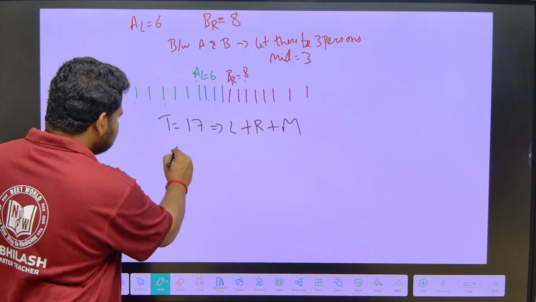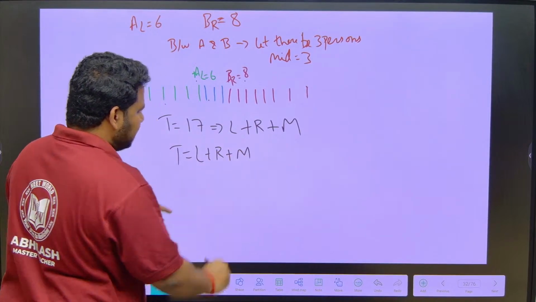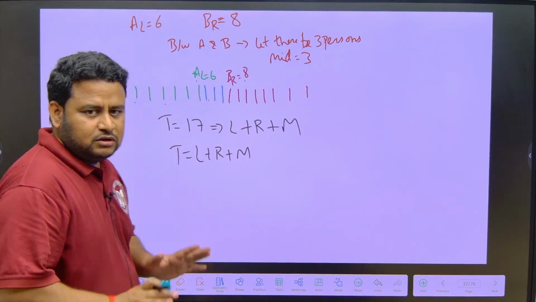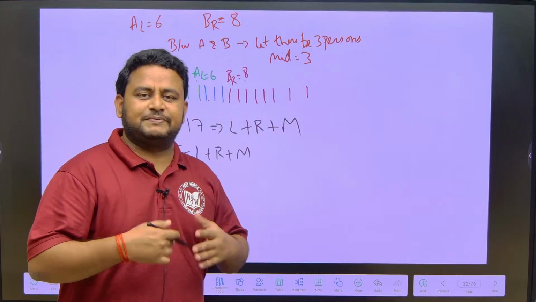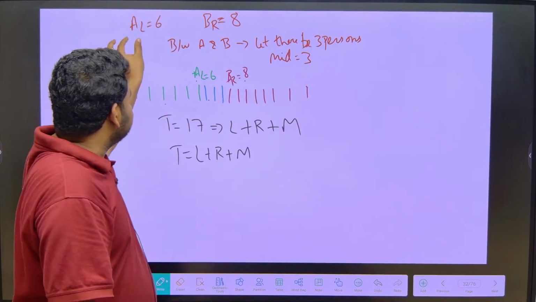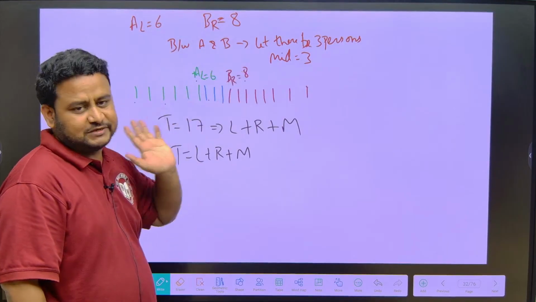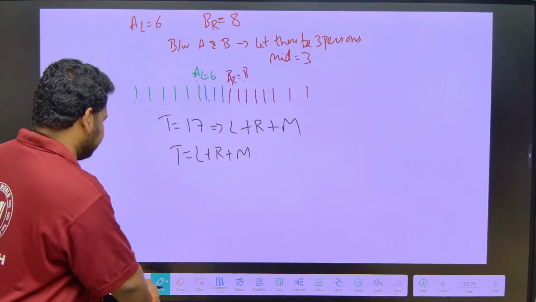Now let me write it here. Total is equal to L plus R plus M: left plus right plus middle number of persons. Now this is one way of representing it. I will represent the same scenario in another way without violating any of the conditions. A from the left should be 6, B from the right should be 8, and between them there should be 3 persons.